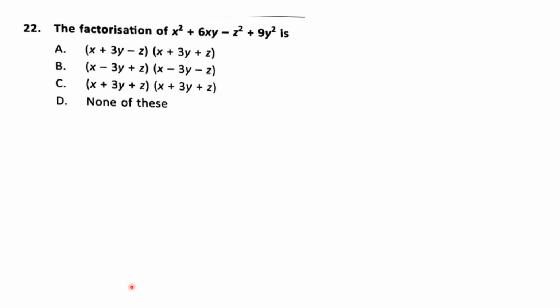Now question number 22. The factorization of x square plus 6xy minus z square plus 9y square. By seeing this question, it strikes my mind that here it is 6xy, isn't it? The term having x is x square, and y is here, 9y square. And I can see from here, 9y square I can write as 3y whole square, and x square as x whole square, right?